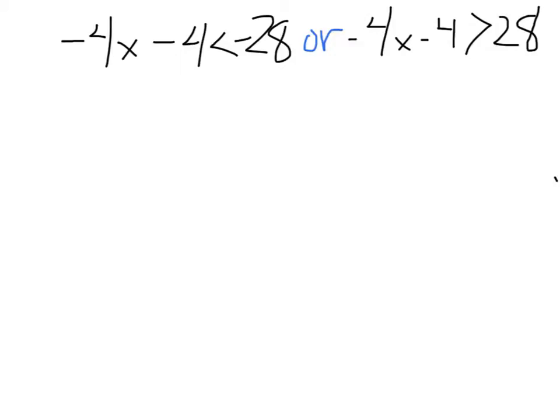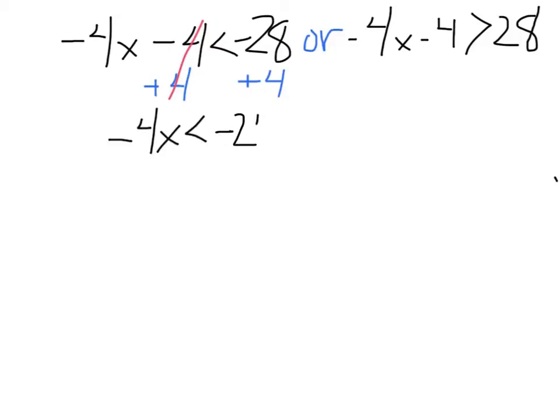Okay, so on the left-hand side, we want to get x by itself. That means what? Get rid of this guy, right? So plus 4 over here means we also have to plus 4 over there. Then those guys are history. So now we have minus 4x on this side by itself. And then we have what? Minus 28 plus 4 is what? Minus 24?